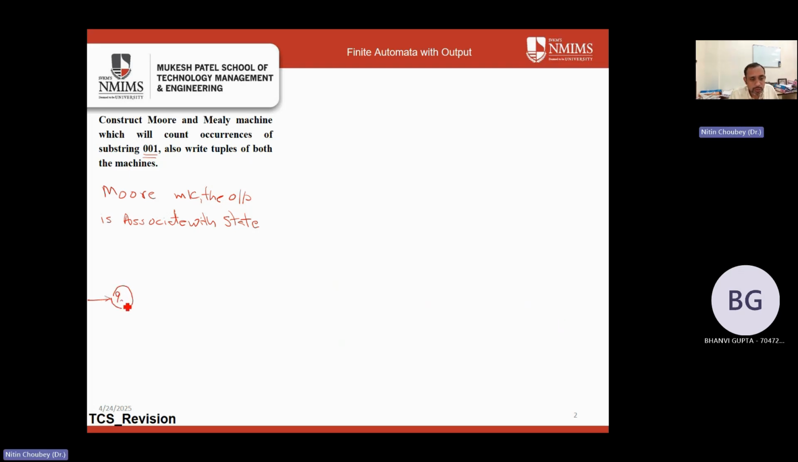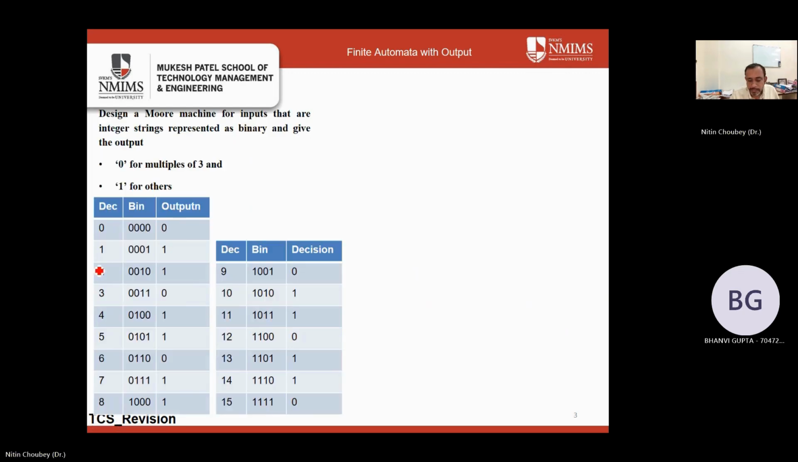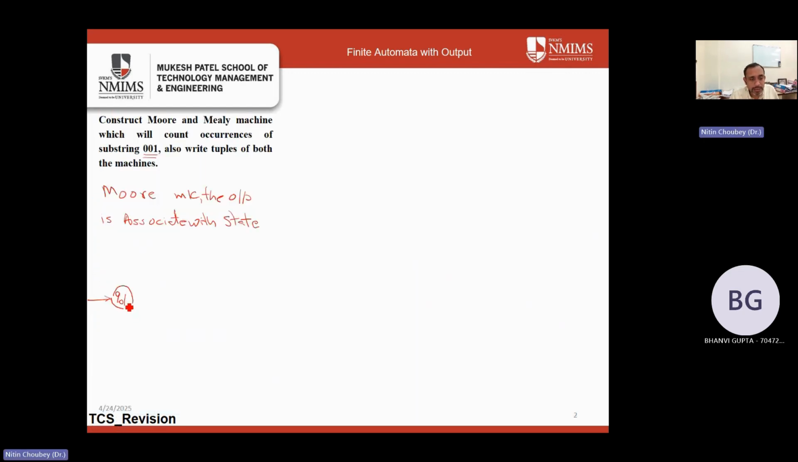Q0. Since Q0 is the initial state, we cannot say anything about whether we have zero number of zeros or zero number of ones or anything else. So we'll simply say that the output associated with Q0 is nothing. Now the first input may be either 0 or 1. Here we are checking for the occurrences of 0, 0, 1.